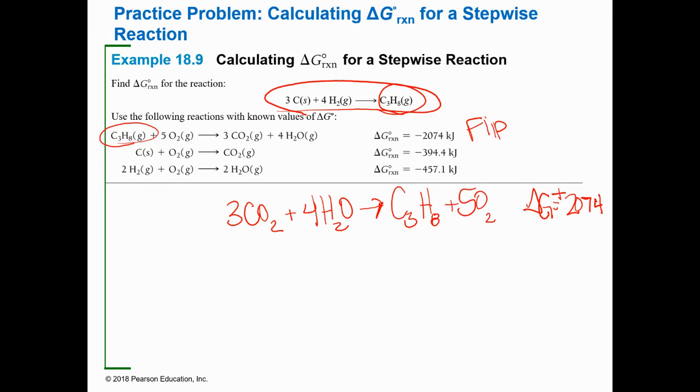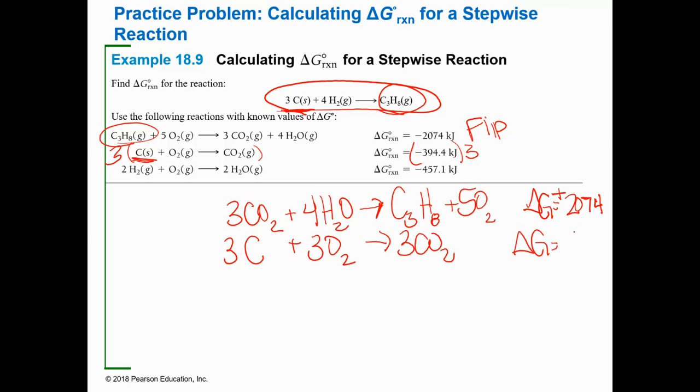Then we go to the next most unique thing. This one just happens to go in order. I see carbon here. However, carbon's not the right amount. On the reaction I need it to be 3, but on the reaction we're given, it's only 1. So I'm going to multiply this whole reaction by 3. So I've got 3C plus 3O2 yields 3 CO2. My delta G is now negative, but I'm going to go ahead and multiply it, and I get negative 1,183.2.